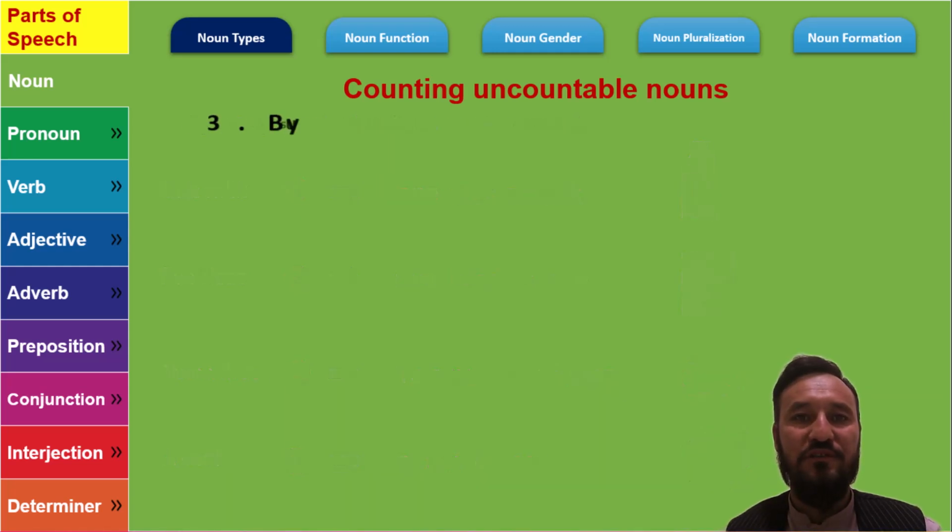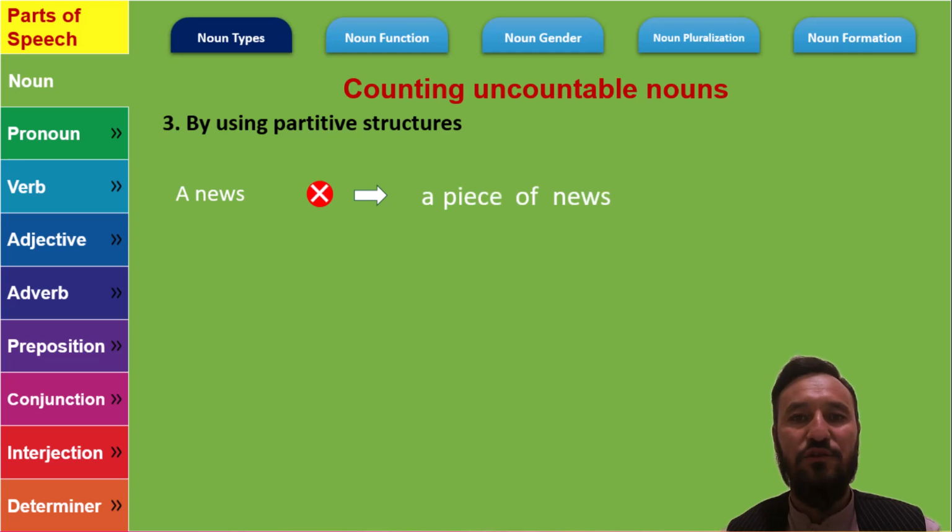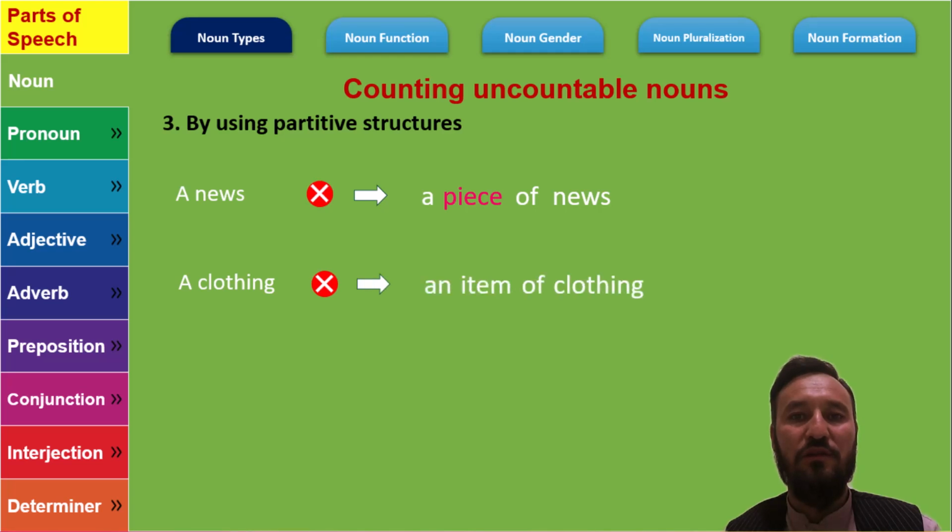Furthermore, partitive structures are another common way to make uncountable nouns countable. For example, instead of the incorrect a news, you should say a piece of news. Here, piece acts as the partitive referring to a single report or item of news. Instead of the incorrect a clothing, you should say an item of clothing. Item is the partitive referring to a single article of clothing.